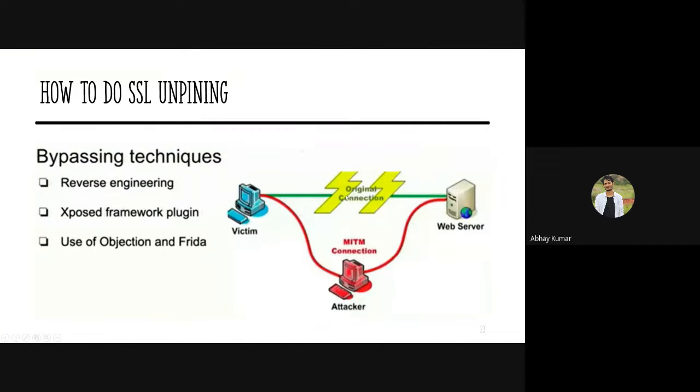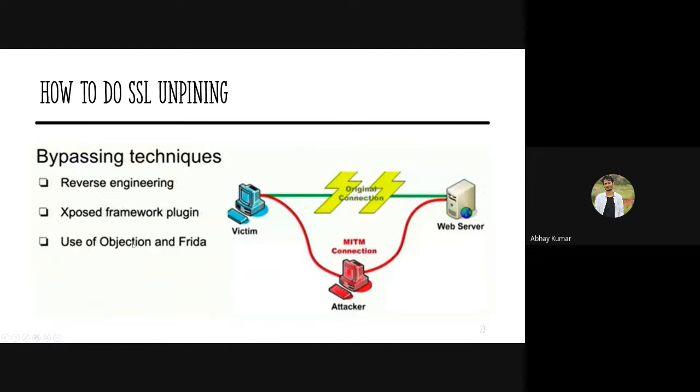Then how to do the SSL pinning bypass? There are three ways we can do it. First, we can reverse engineer that application and check where they have implemented the certificate. We can remove it, install our own certificate, and then try to bypass. The second one is the Xposed framework. From the Xposed framework, we can do the same thing that I have shown you.